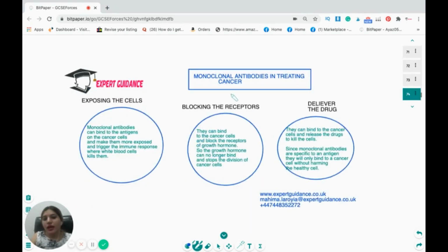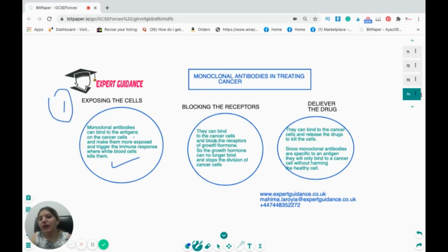Now, this is also a very important topic: how monoclonal antibodies can help in cancer treatment. Monoclonal antibodies can bind to the antigens on the cancer cell, make them more exposed and trigger the immune response so that the white blood cell can kill them. So the first thing they can do is exposing the cancer cell.